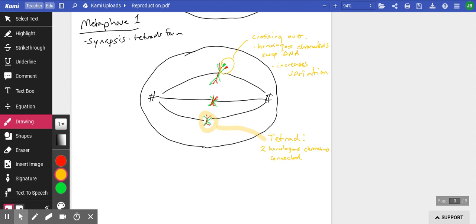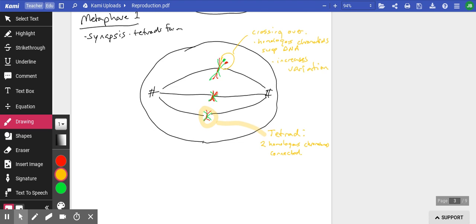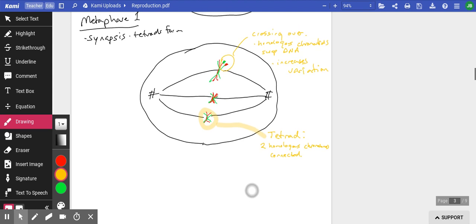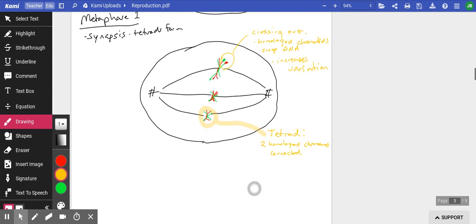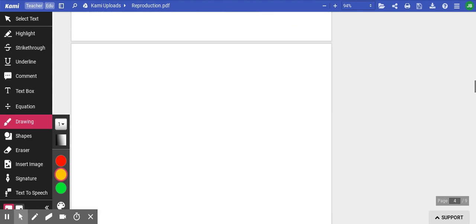We are picking up where we left off at metaphase 1. In metaphase 1, we talked about how the tetrads form, and this is called synapsis, where the tetrads form along the middle of the cell. And we talked about how crossing over can happen, where the homologous chromatids swap segments of DNA, which increases variation. So now we are going to look at the next phase, which is anaphase 1.